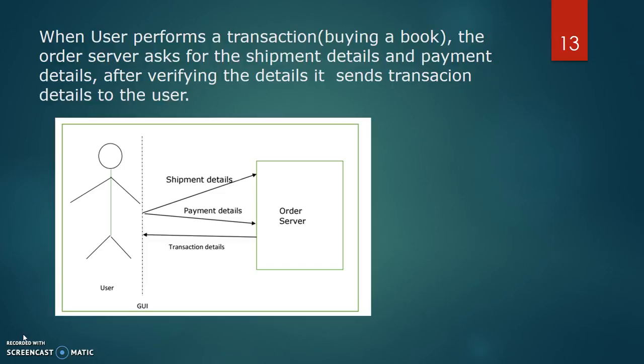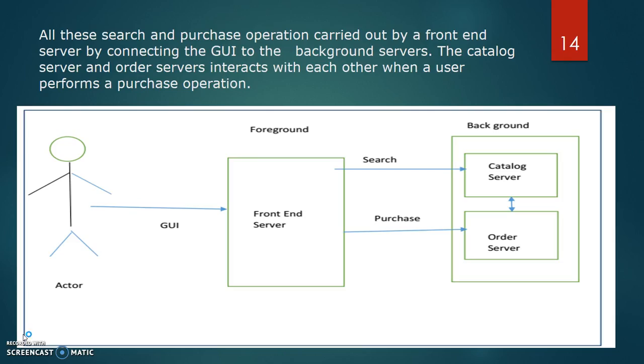And when the user gives the information about the credit and debit card details, the server will search its order server, process the request, and give the payment details to the user. And this is how the foreground and the background process works.